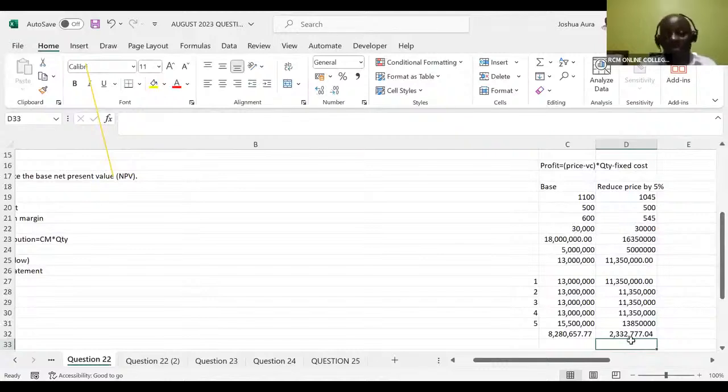So is there somebody who has been able to get this net present value really? Anybody who has been able to get the net present value? Anybody who has been able to get the net present value of 2.3 million?